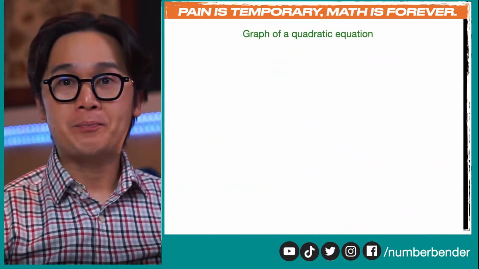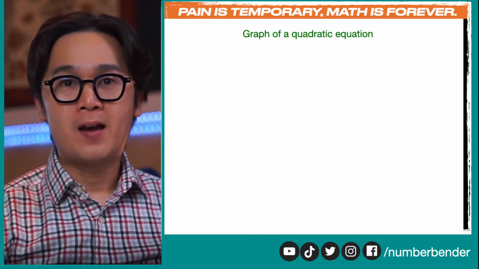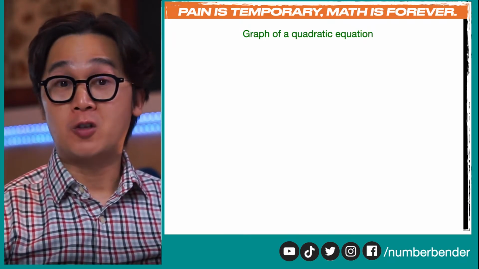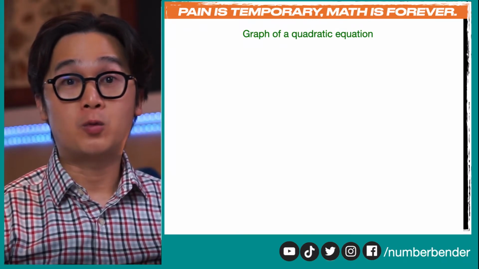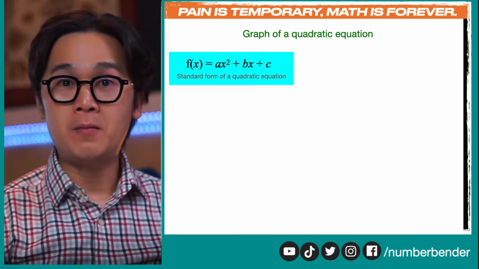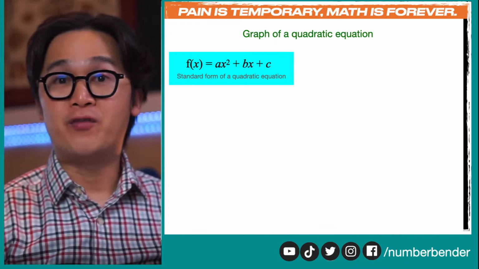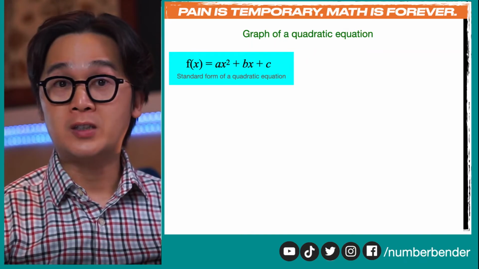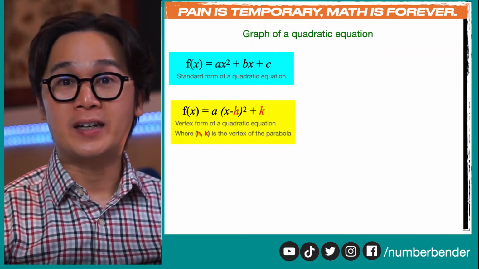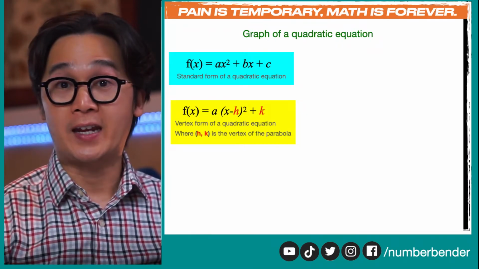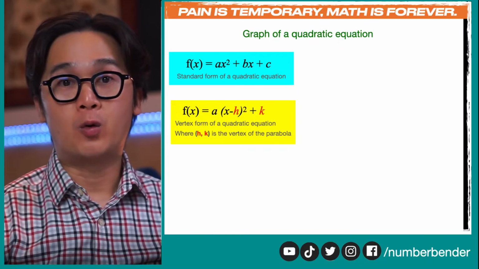But for today, what we're going to do is introduce a new way to draw the quick sketch of our parabola, and this is the vertex form of our quadratic equation. So the standard form, as we all know, is ax squared plus bx plus c, and the vertex form of our parabola, which we're going to be using today, is a times the quantity x minus h squared plus k, where h and k will be the vertex of our parabola.